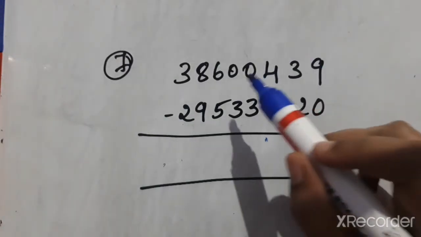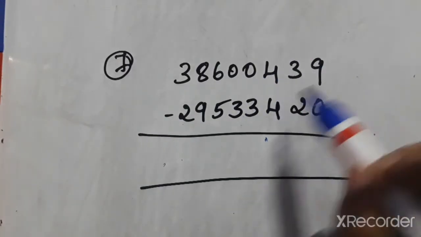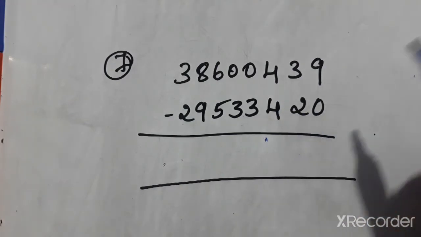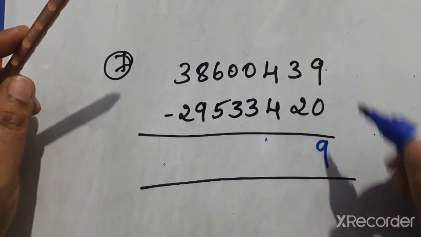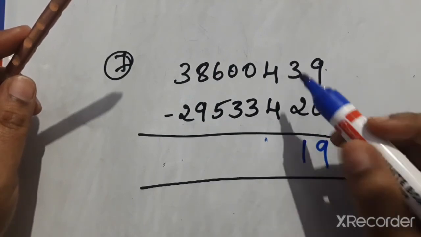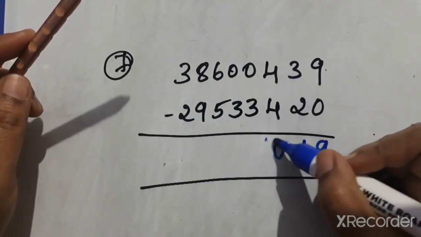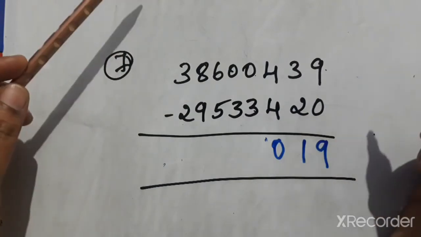Now the seventh question, 3860043929533420. Now we have to subtract it. 9 minus 0 is 9. 3 minus 2 is 1. 4 minus 4 is 0. 0 minus 3, we can't subtract it.